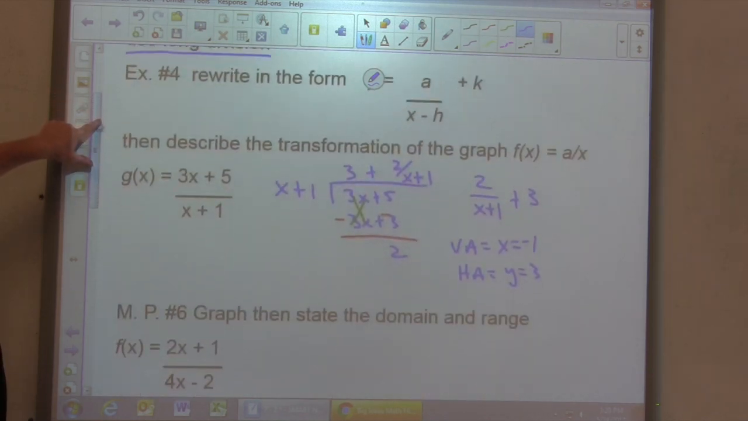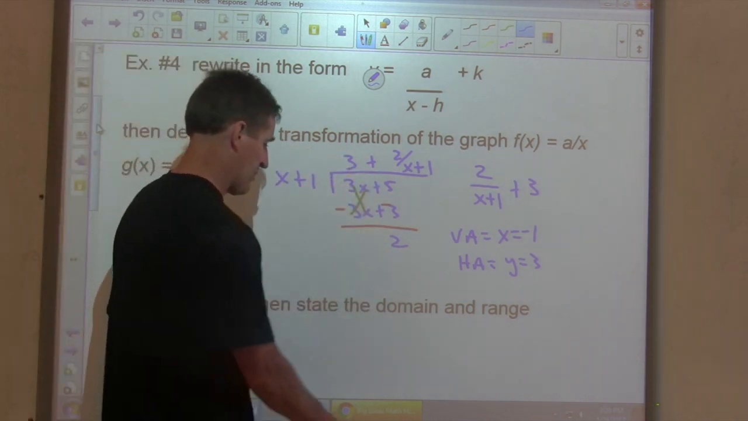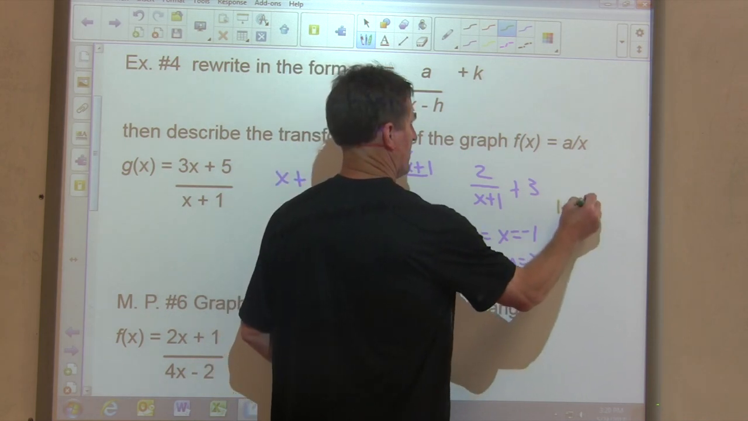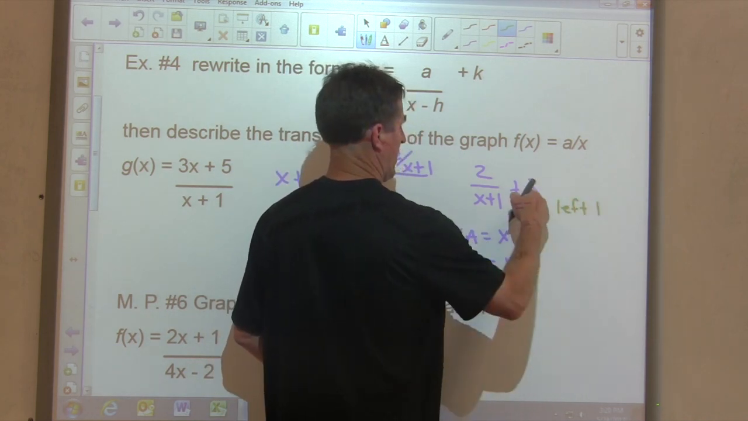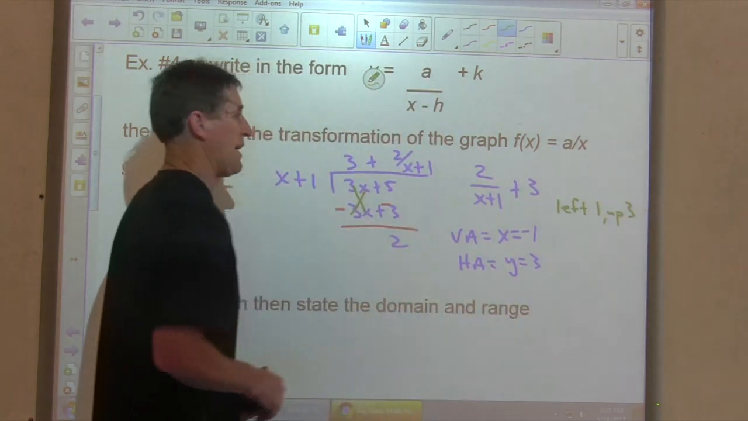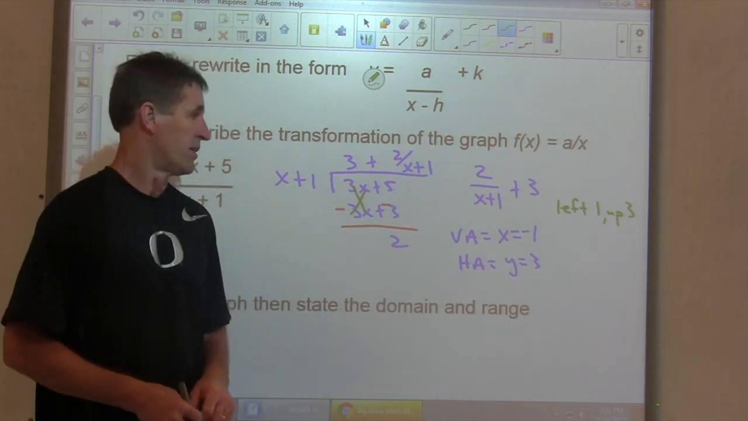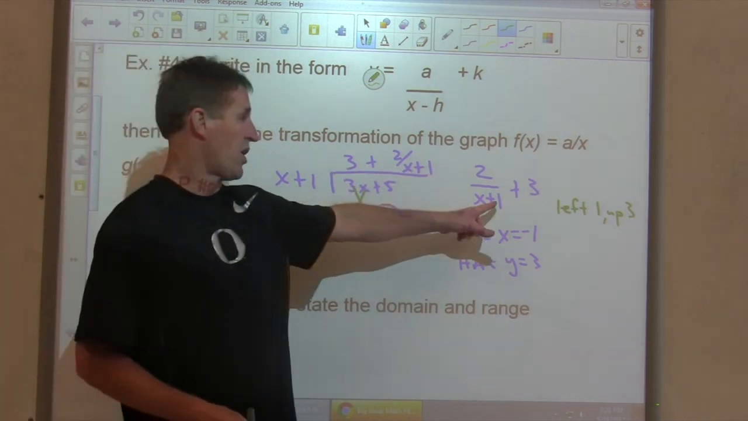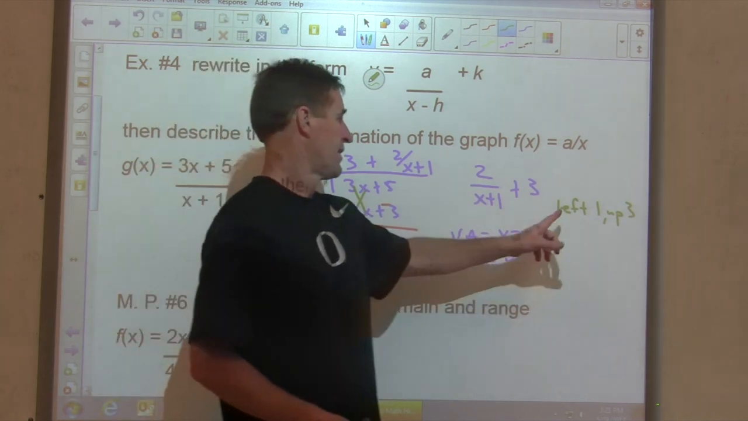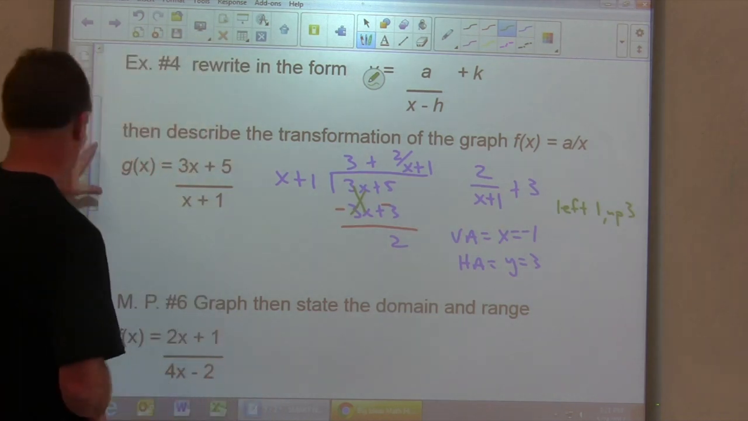And then they're going to ask you to describe the transformation. So remember, plus 1 would be left 1, and the k would be up 3. You don't have to worry about the a value. All we're going to worry about is the h and the k on this assignment. So remember, horizontal, opposite what it says, so that's negative 1, so it'd be 1 to the left. And plus 3 is what it is, and that's vertical, so that's up 3.